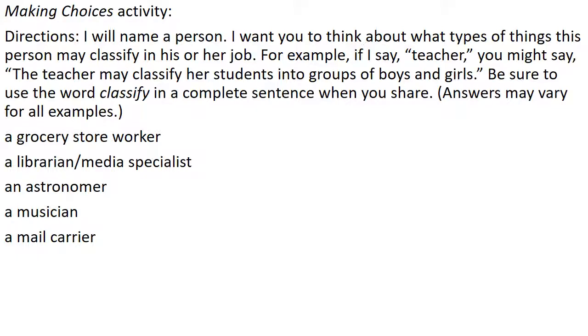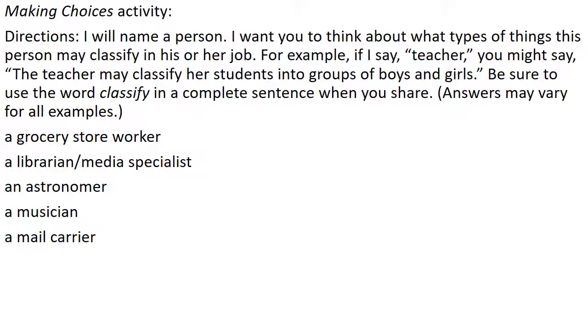Now, make choices activity. In this activity, I will name a person and want you to explain what types of things that person may classify in their job. For example, if I say teacher, you might say, the teacher may classify her students into boys and girls. Be sure to use the word classify in a complete sentence when you share. Look over this list: grocery store worker, librarian, astronomer, musician, mail carrier. Pause for a moment and think.